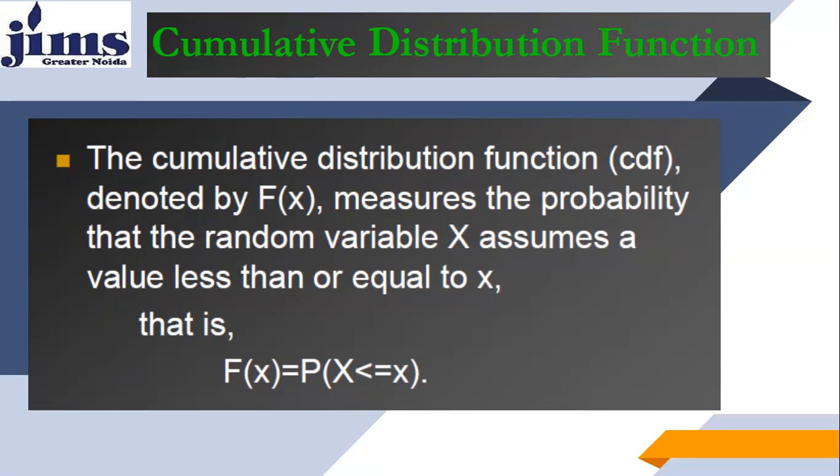So capital Fx means the cumulative density function of what? Of capital X. X is any random variable. If you want to denote its cumulative density function, you write capital X in brackets. This capital X is a random variable that takes any value of small x, and Fx becomes the cumulative density function of that random variable X. It measures the probability that the random variable X assumes a value less than or equal to x.